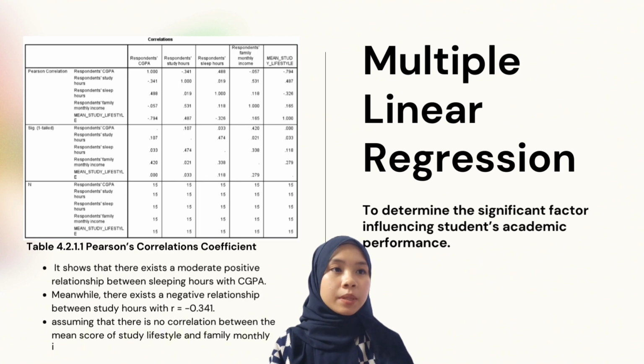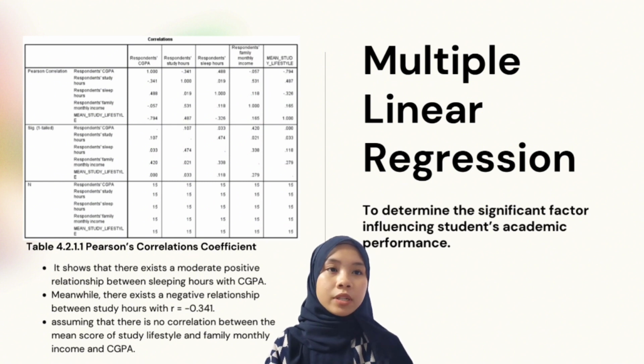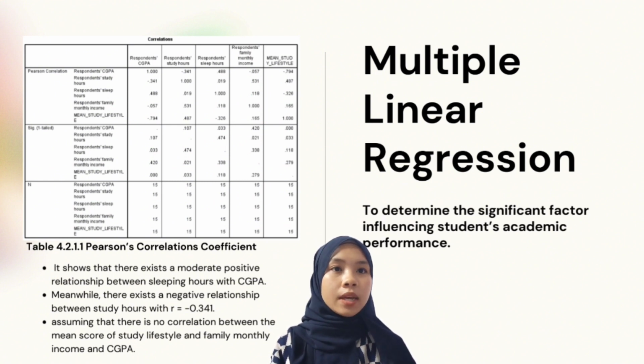For the first one, which is multiple linear regression, the objective is to determine the significant factors influencing students' academic performance. As you can see from the slide, for the table of Pearson correlation coefficient, the Pearson correlation analysis was done to determine the strength of the relationship between the dependent variable, which is students' academic performance (CGPA), and independent variables, which are sleeping hours, study hours, family monthly income, and the mean score of study lifestyle. From the table, the result was found that all our values are between more than 0 and less than 0.5.